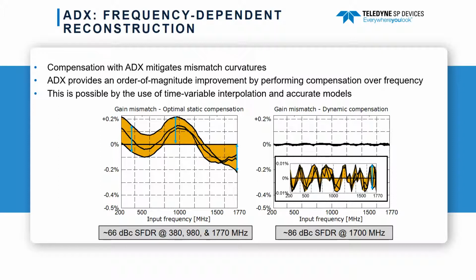This slide compares optimal frequency-independent gain mismatch compensation for the measured mismatch shown in the previous slide with the results of ADX, which removes the mismatch errors versus frequency. The figures use the same scaling on the y-axis for the relative gain mismatch in order to clearly show the difference. The time variable interpolation and the accurate mismatch models in ADX remove the mismatches by compensating the mismatch over frequency, and the effective mismatch curvatures after correction become close to a flat line at 0%, thereby improving the SFDR to about 86 dBc.